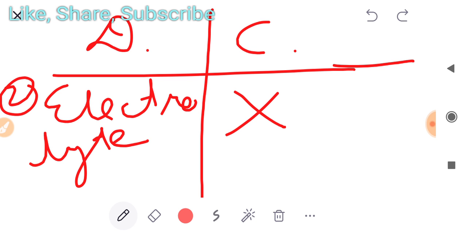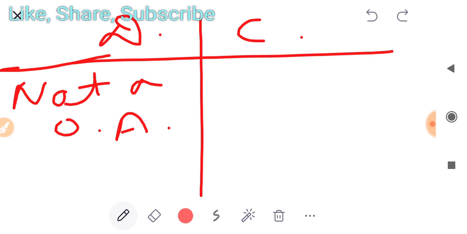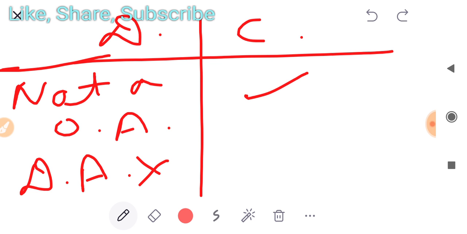Okay, concentrated one. Next, for dilute, it is not an oxidizing agent. Whenever you read about dilute H2SO4, it is not an oxidizing agent, whereas concentrated acts as an oxidizing agent. Dilute is not a dehydrating agent. Concentrated one acts as a dehydrating agent.